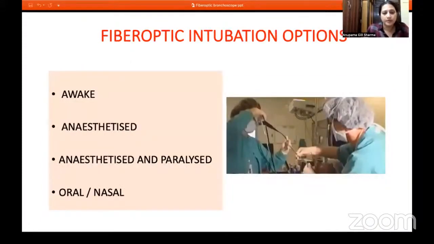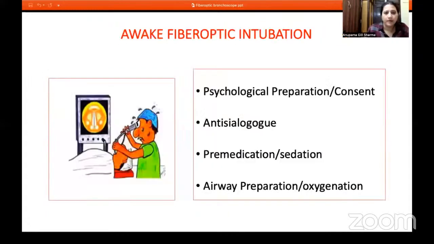The various options are one can perform an awake fiber optic intubation, or it can be done in an anesthetized and paralyzed patient if mask ventilation is not a problem. And there are two routes by which it can be performed, that is oral and nasal. So I'll be focusing specifically on the awake fiber optic intubation method.